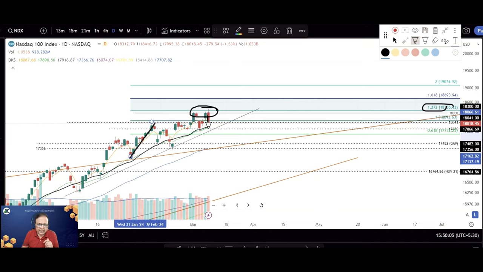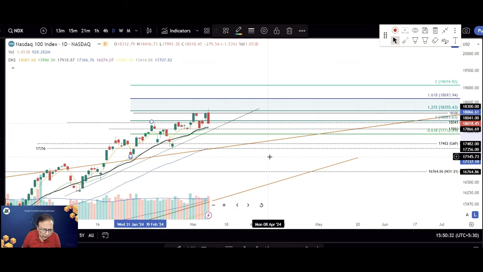So once the correction is over and the trend resumption takes place, the next possible move on Nasdaq 100 in the short term would be to 18,700, which is nothing but 161.8% expansion level with respect to the prior impulsive wave, or could be to 19,000 even, because if we take the reference of this impulsive wave, the target would be still higher.